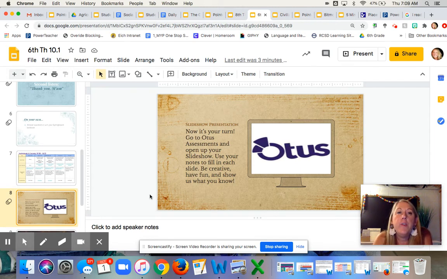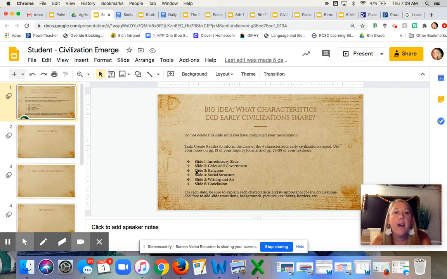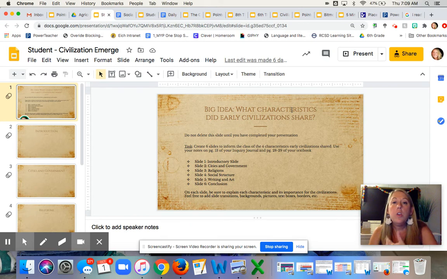Okay, so the information is going to be similar for everybody's because the information is what it is, but you can be creative with your backgrounds, adding pictures, things like that. So I'm going to show you what it's going to look like, what you're going to have. Okay, so you already have a background, but you can change this. So the big idea is, what characteristics did early civilizations share? That way, when we talk about the early civilizations and we get started with that, you're already going to know about the foundation of some of their similarities.